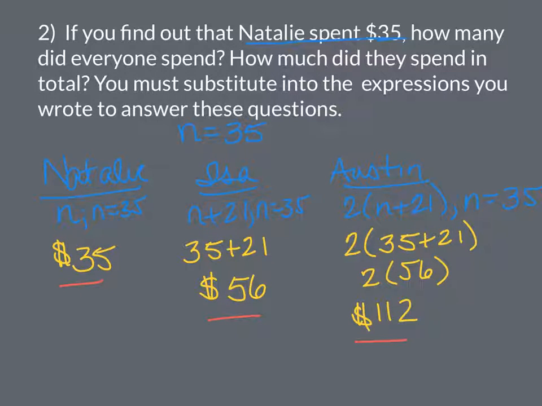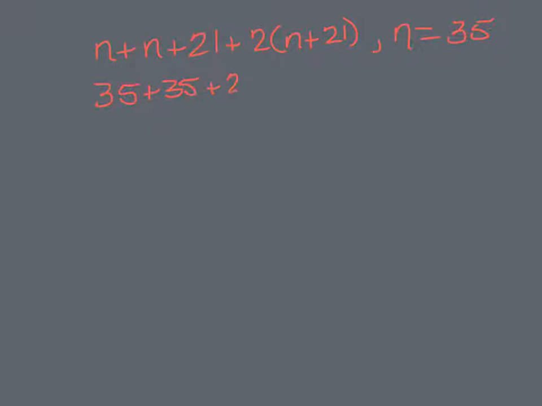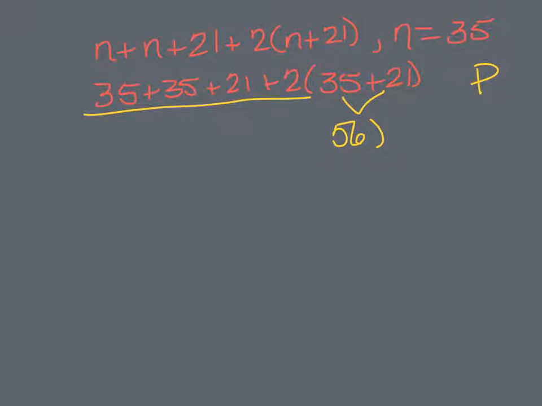But to find that total, I'm going to write my expression that I wrote for the total. So that's n plus n plus 21 plus 2 times the quantity of n plus 21. And then I'm going to substitute in n equals 35 every time I see an n. So I've got 35 plus 35 plus 21 plus 2 times the quantity of 35 plus 21. Order of operations tells me parentheses first, so that's this right here. 35 plus 21 is 56. Then I bring down the rest of my problem.